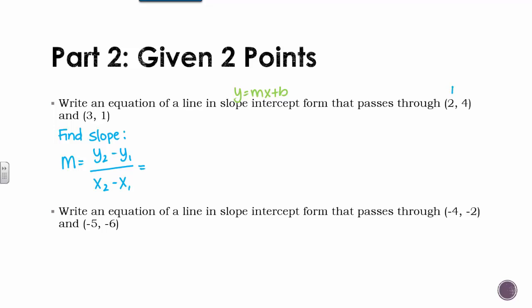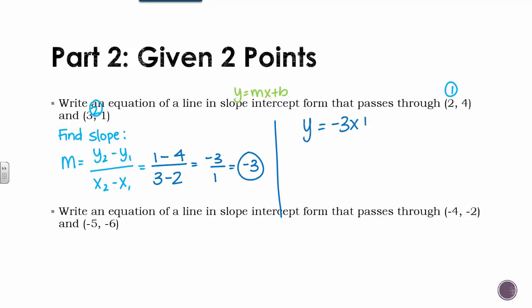Let's call this my first point and this one my second point, just because that's how they came in the problem. So my second y value is 1, and I'm going to subtract my first y value, which is 4. My second x value is 3 minus 2. So I get -3 over 1, which is -3. So now this problem is basically the same as the one before. I have enough information for this, but now I need to find the b.